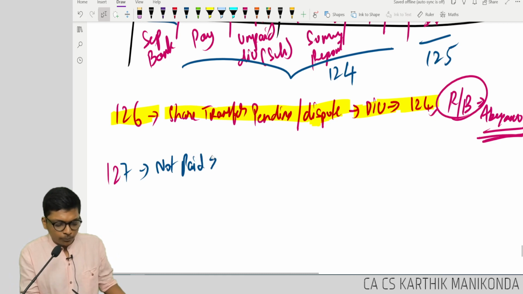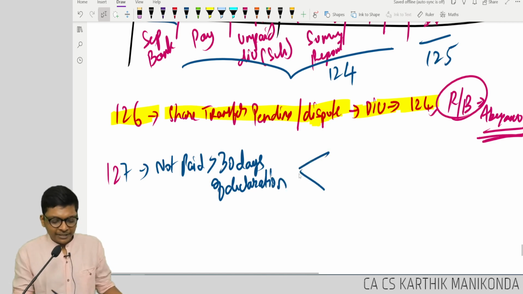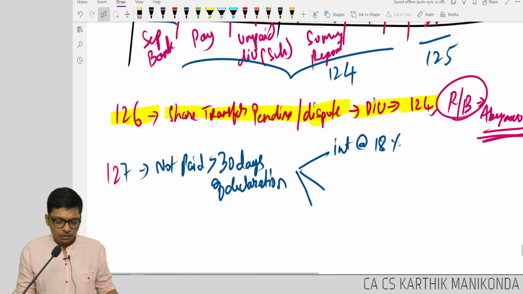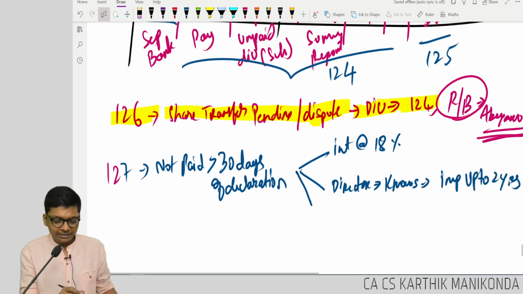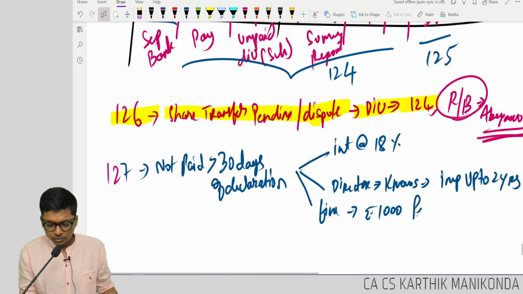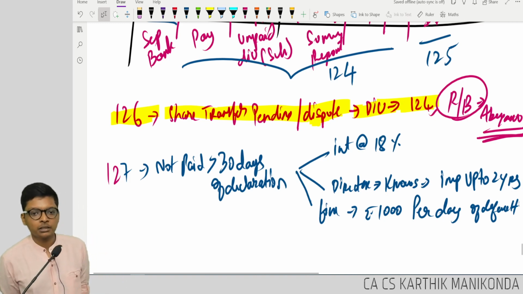Not paid more than how many days? 30 days of declaration. What is the implication, guys? Interest at 18%. Director who knows about this, imprisonment up to 2 years and fine ₹1,000 per day of default. If possible, write in same line. If you want to split, it's okay, guys. Okay.